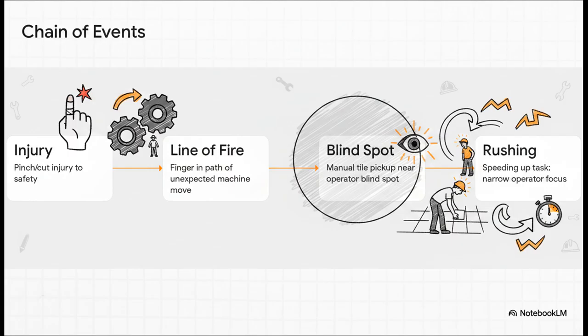And why was that happening? Step 4, they were trying to speed up the process. The operator was hyper-focused on the blade so he wouldn't damage the floor, completely missing the worker hiding in his blind spot. So it wasn't just some freak accident, right? It was a perfect storm of rushing, bad sightlines, and misdirected focus.